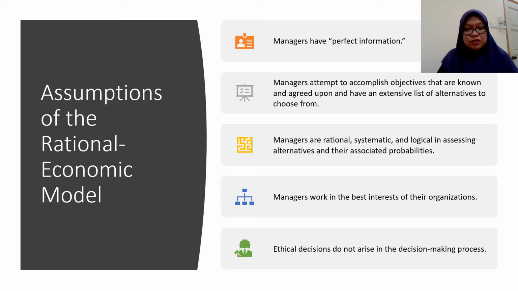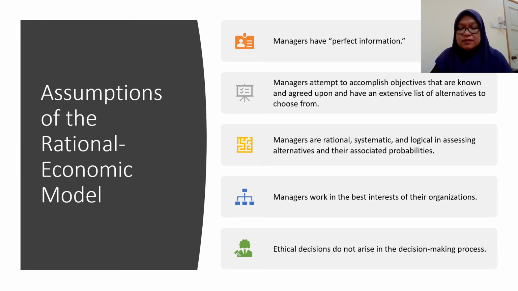Okay? So these are the five assumptions in the rational economic model. We assume that the managers have perfect information. Perfect information means that they have complete, accurate, good information before they make the decision. Managers attempt to accomplish objectives that are known and agreed upon. So whenever they want to make decisions, we assume that the manager is trying to fulfill the objectives that they have made for the organization.